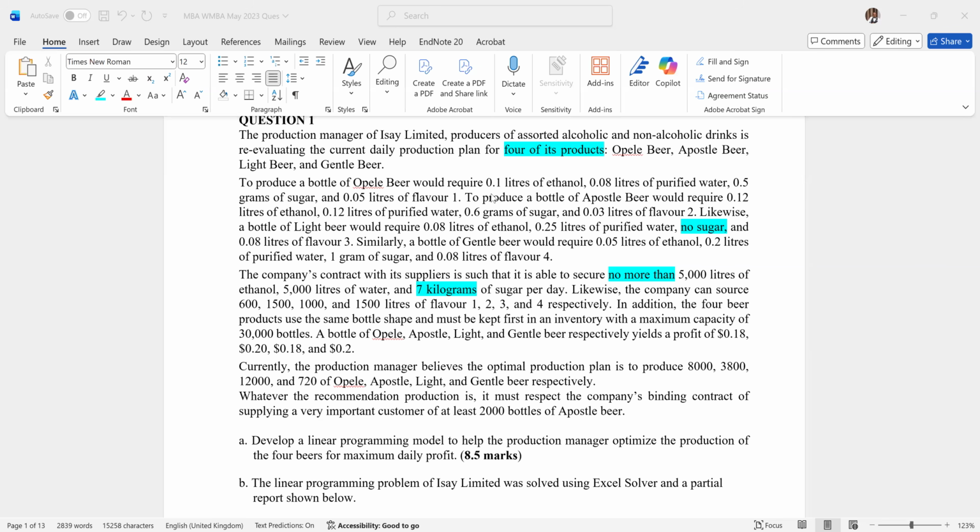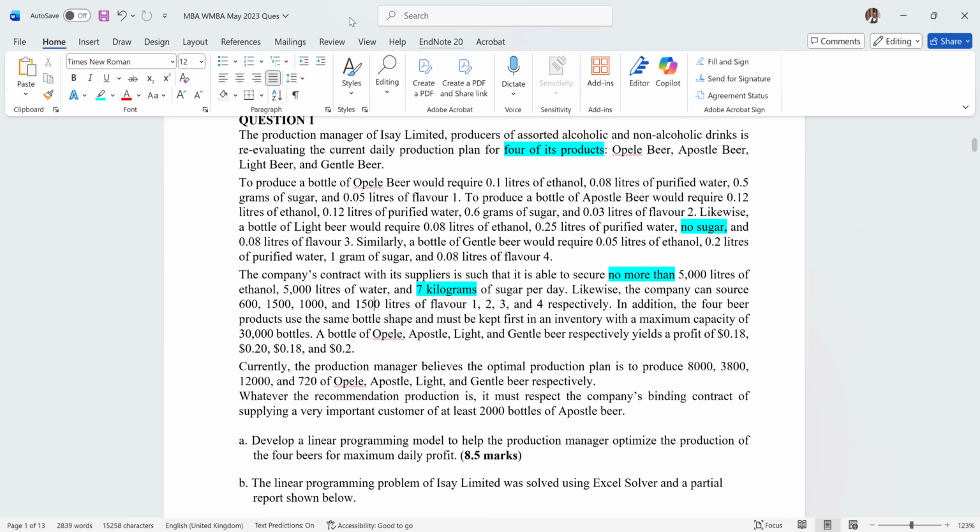Yes, Elizabeth. Let x1 equal number of Opele beads produced, x2 equal number of Apostle beads produced, x3 equal number of light beads produced, x4 equal number of gentle beads produced. Excellent. There's no doubt about it. You already asked of that, but it's important to know. So let's start with the objective function. Who can tell us the objective function? The rest of you write it.